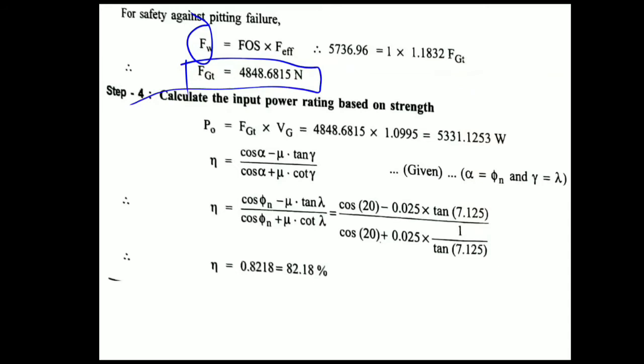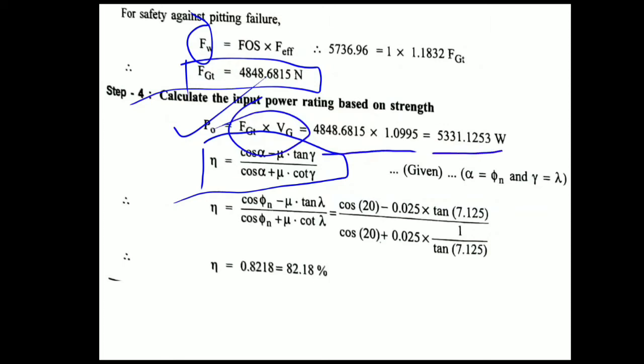Here is an important one. They have directly given the efficiency, and earlier we calculated efficiency as output by input and by using the tan lambda equation. Now here FGT is known, we'll have to calculate output power, that is FGT into V. So it will give you 4848.68 into 1.09. So the value would be 5331.1 watt. This is for output power.